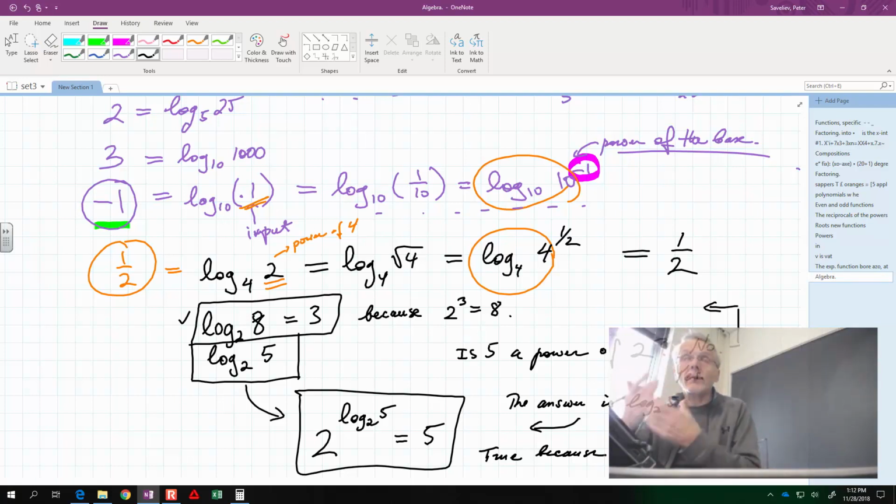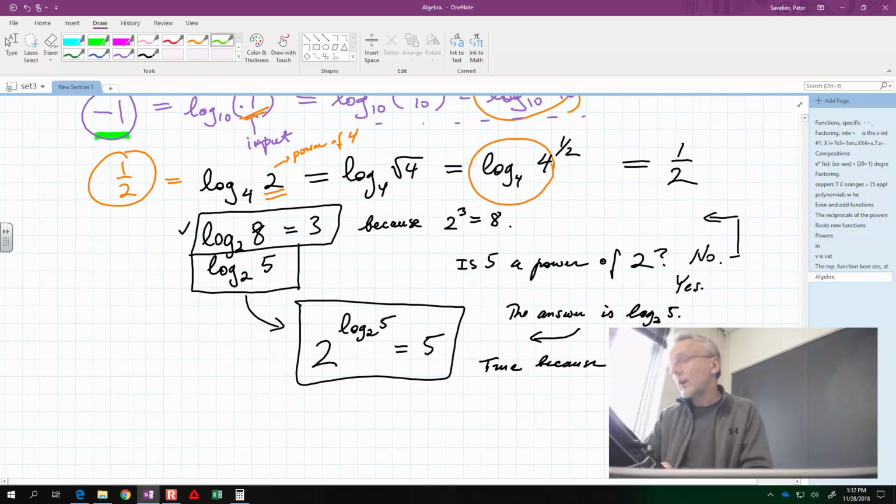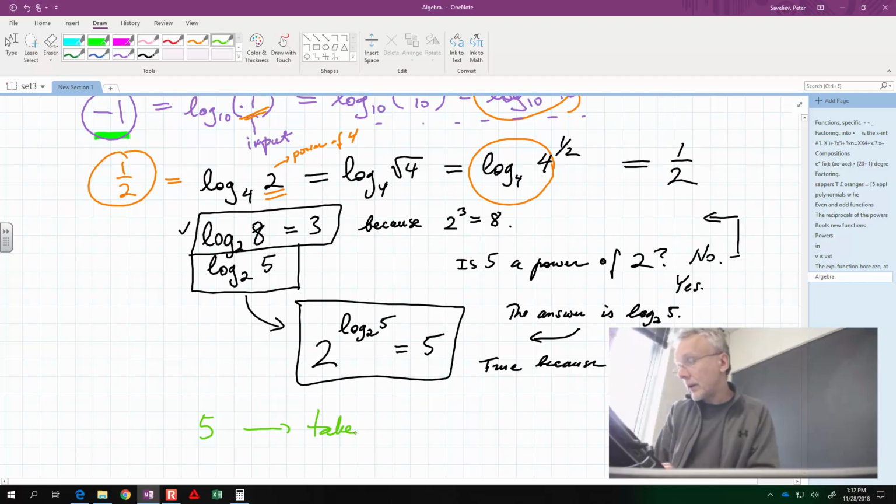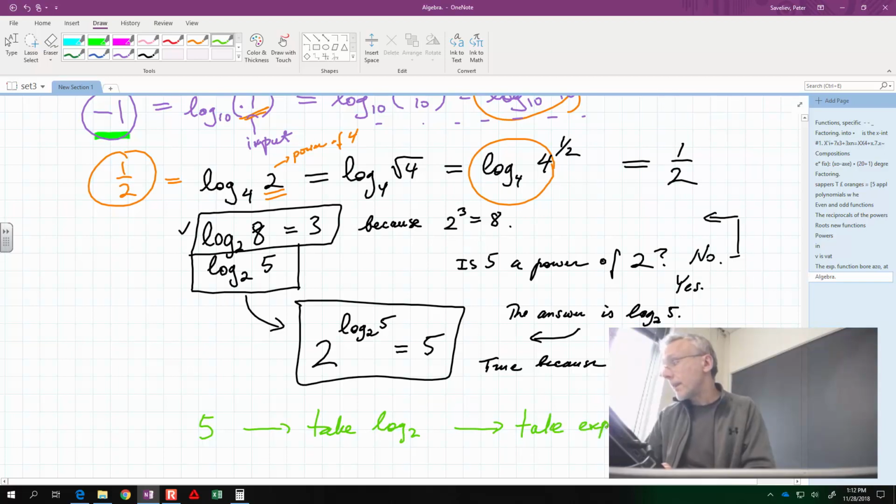Because the functions are inverses. This kind of complex expression is seen, in fact, as a composition. So you take 5, then you take log base 2 of it, and then take exponent base 2, and then the answer is 5. These are the inverses of each other, right? So that's why they cancel out.